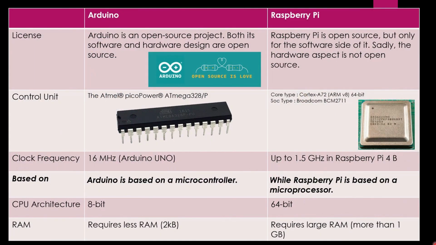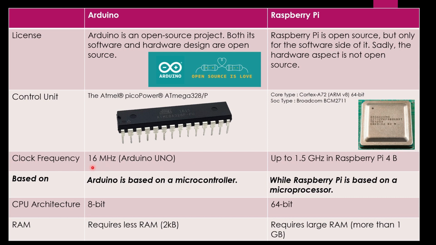Arduino is an open source project. Both its software and hardware design are open source, whereas Raspberry Pi is open source but only for the software side of it. The hardware side is closed source. The IC for the control unit in Arduino comes from ATmega, which is the ATmega328P, whereas in Raspberry Pi the core is Cortex-A72 ARMv8 64-bit and the SoC is Broadcom BCM2711.